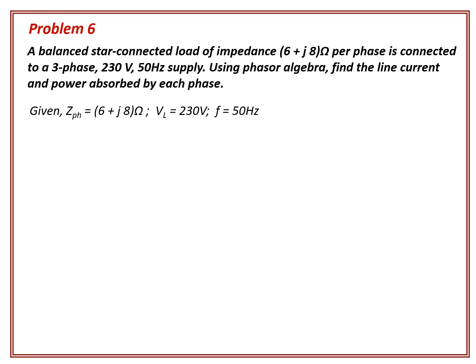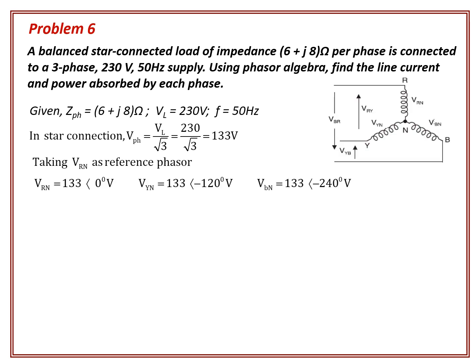Since it is mentioned to use phasor algebra, we have to consider the angle also. Otherwise we can solve this problem similar to the way we solved problem number 3. In star connection, V phase is equal to VL by root 3. Substituting VL equal to 230 volt, we get the magnitude of phase voltage as 133 volt. V phase is the magnitude of phase voltages.